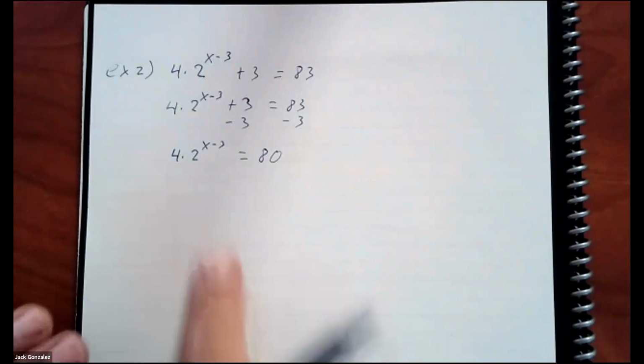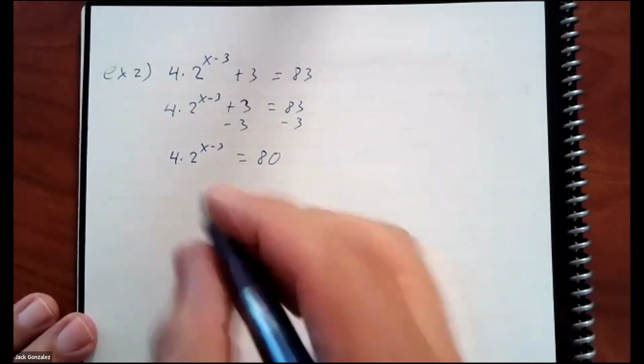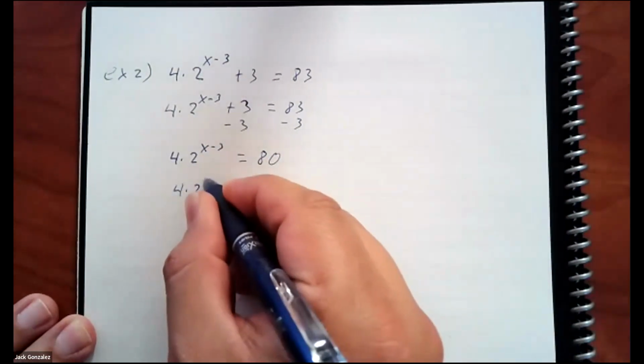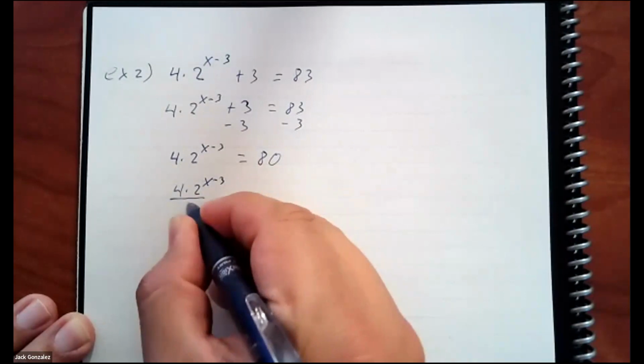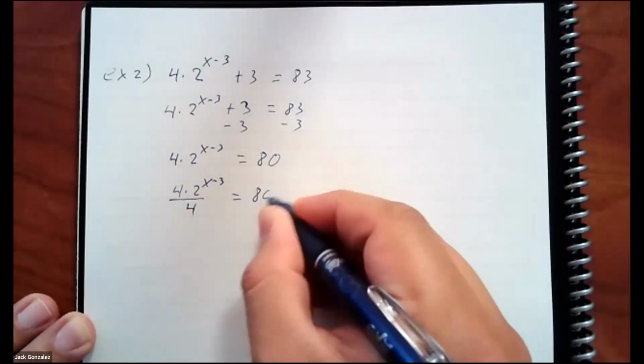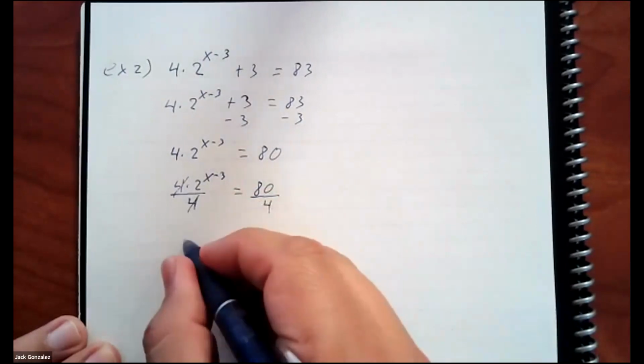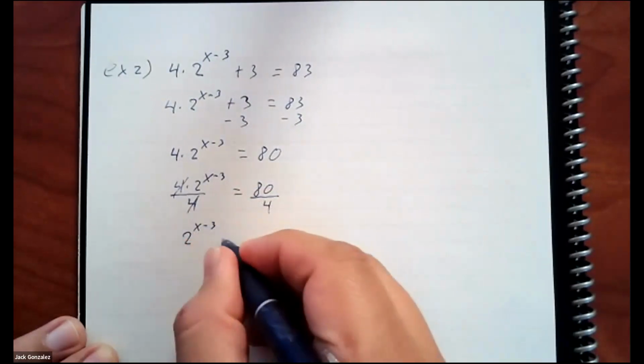Yeah, we should divide by 4. So the idea is isolate the exponential piece and then introduce logs. Don't do it too early, because if you introduce a log right away, it's not ready, it's not going to work out. Okay, these are gone. So we have 2 to the x minus 3 equal to, what is that? 20?